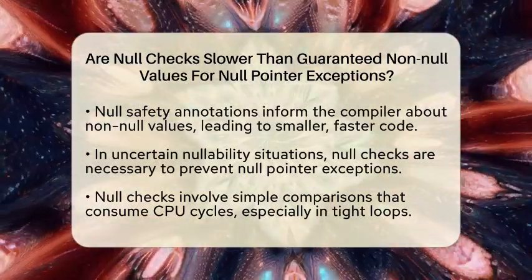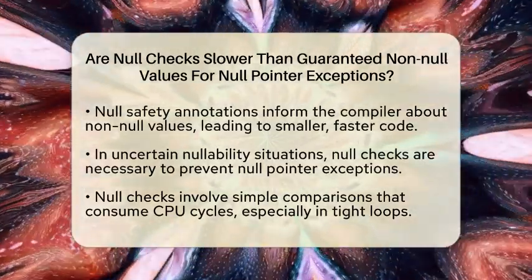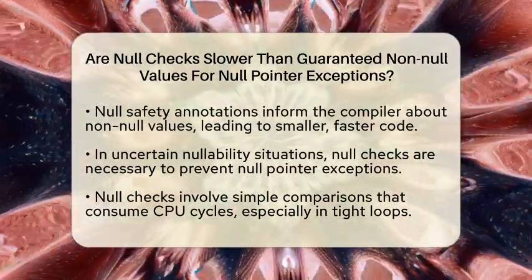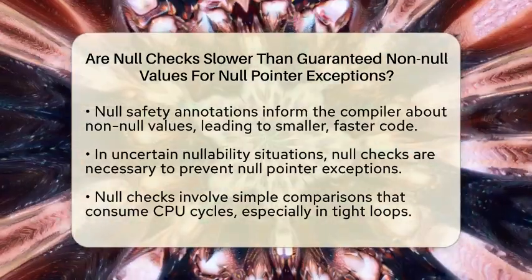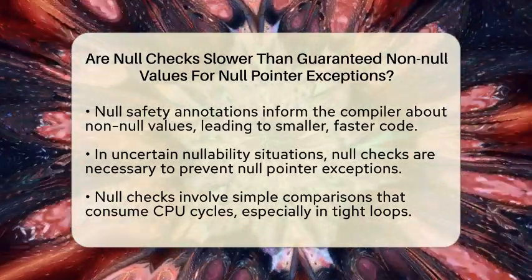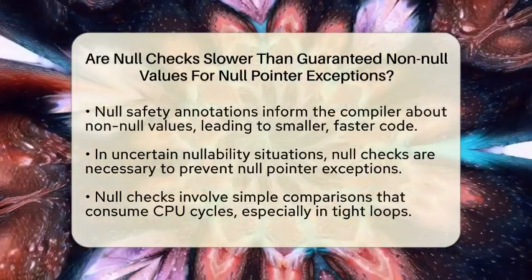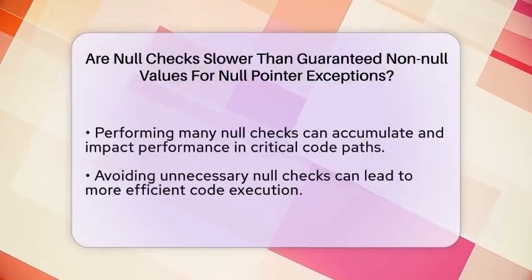On the other hand, if nullability is uncertain, the program must include null checks to avoid null pointer exceptions. These checks are simple comparisons, but they still require CPU cycles. If your code runs in tight loops or on performance-critical paths, these extra checks can add up.